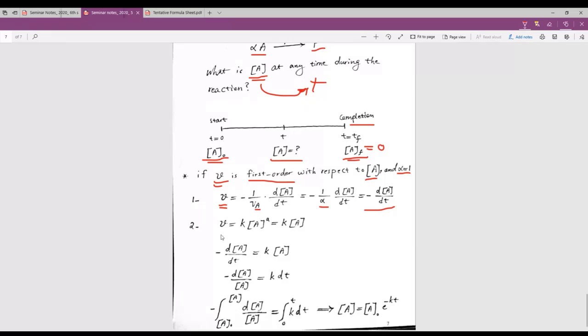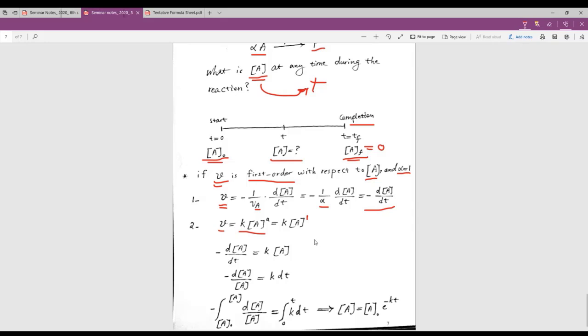What is the second definition? The second definition is to use the rate law. These two are the same; epsilon here is the same as the epsilon here. I'm just using two different ways, and that is the method of integration. The second way is to use the rate law: k A raised to the power of a, and a is 1 here because we've assumed that it is first order. So this is the second one.